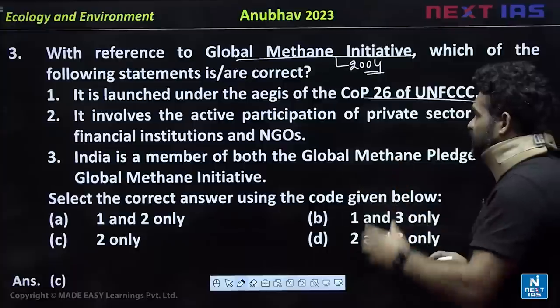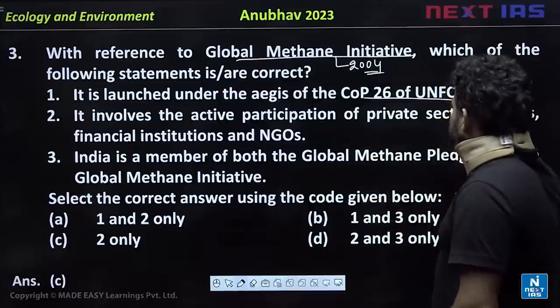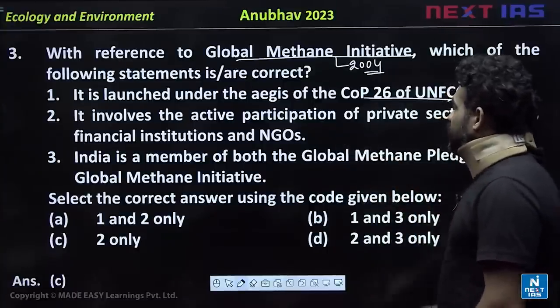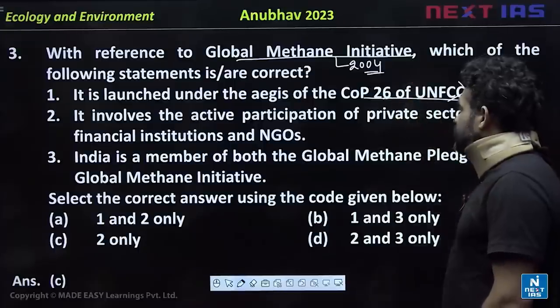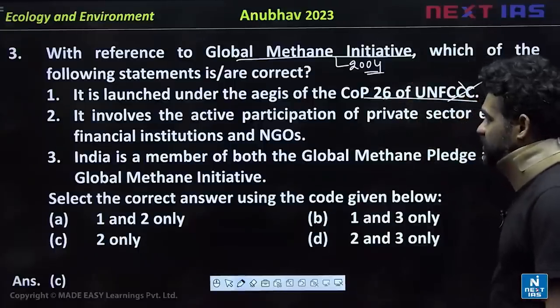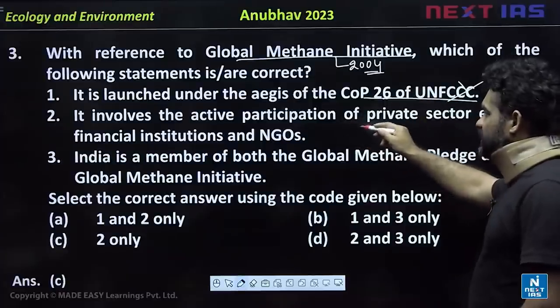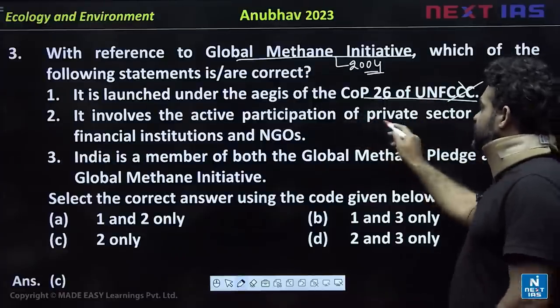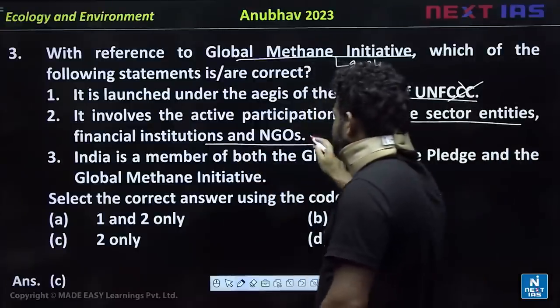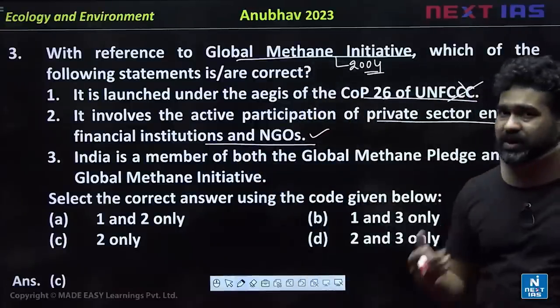So it is from all areas. It was launched, this becomes wrong, it wasn't launched here. COP26 took place in Glasgow, United Nations Framework Convention on Climate Change, 2021. It involves the active participation of private sector entities and financial institutions and the NGOs. Yes, countries also participate in this.